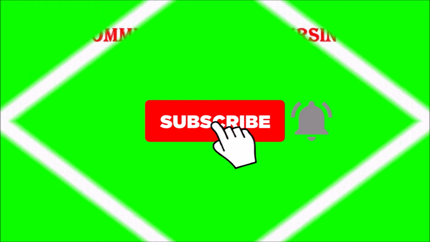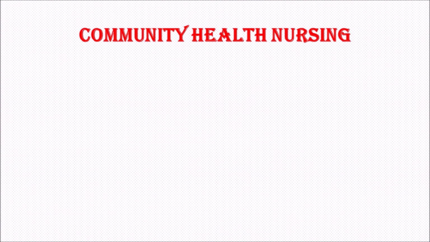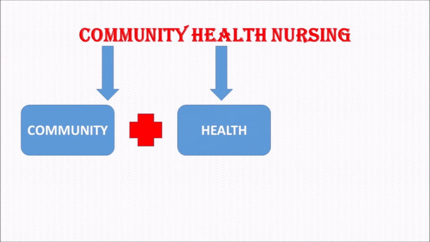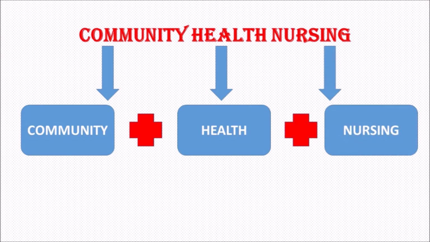Yes friends, in today's session we will discuss community health nursing. If you see the term community health nursing, you might realize that this is a combination of three major disciplines. Those are social science, that is community, biological science, that is health, and nursing practice. Hence, to practice nursing in the community, we must have knowledge regarding both community and health. In this session, we will have a little discussion on community, that is, introduction to community.